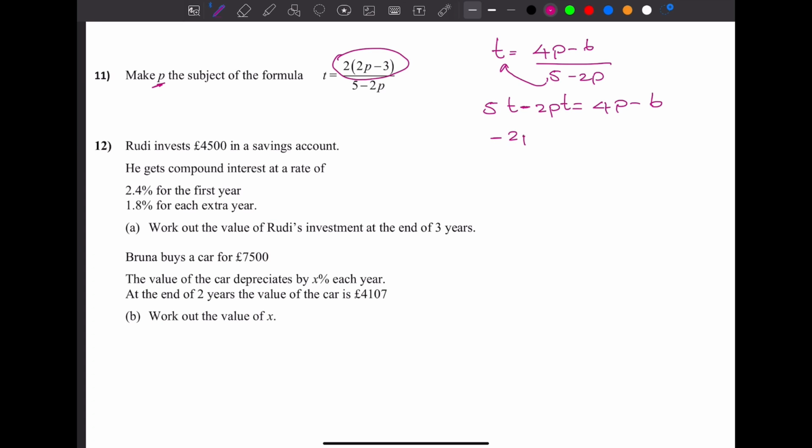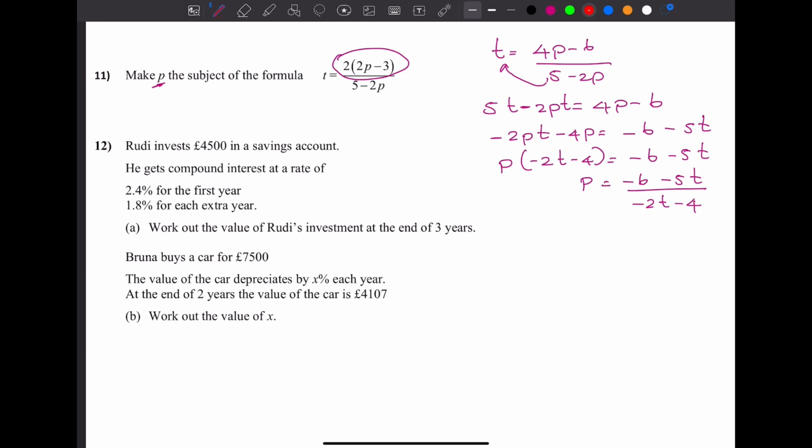Just keep the minus 2pt, bring in the minus 4p, equals what's left here, minus 6. The positive 5t goes to the other side as minus 5t. On the left-hand side, take p common: p bracket minus 2t minus 4 equals minus 6 minus 5t. And p equals (minus 6 minus 5t) over (minus 2t minus 4), because you divide by it.